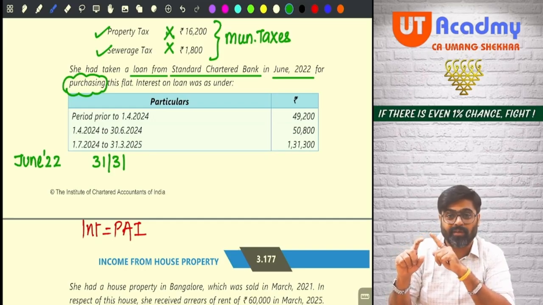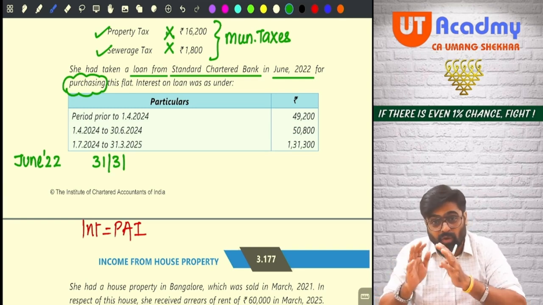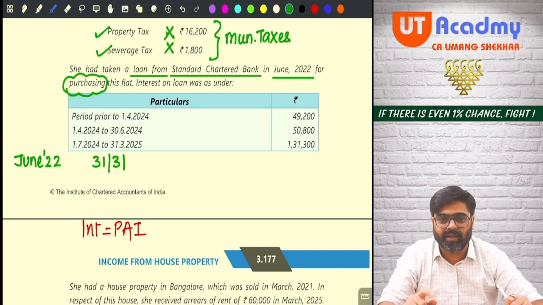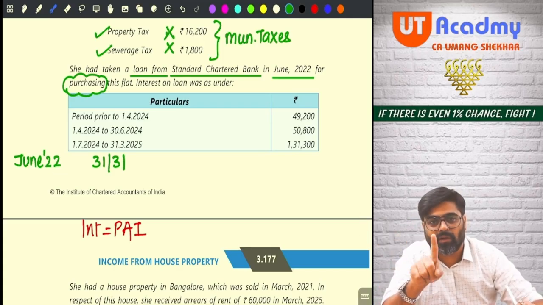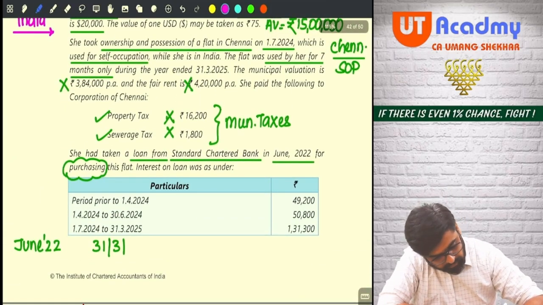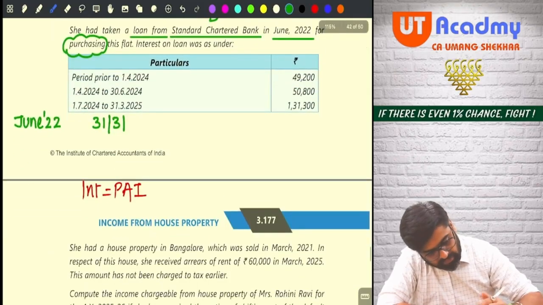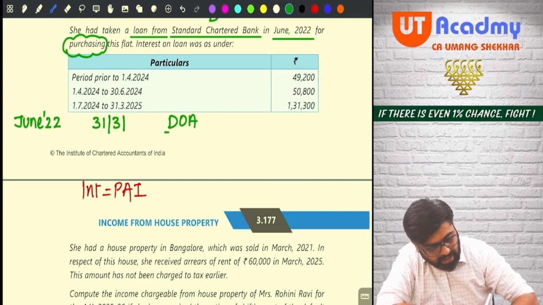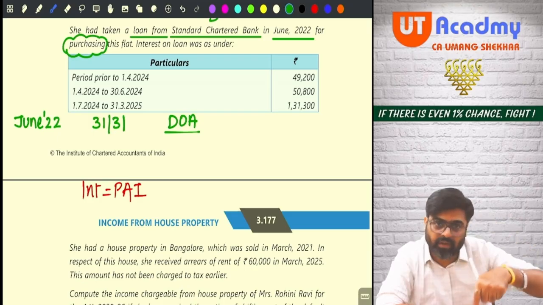Do you remember I told you? Sometimes you call it pre-construction interest, sometimes you call it pre-acquisition. So any interest which relates to the pre-construction period or pre-acquisition period is pre-construction interest or pre-acquisition interest. Yes or no? Now tell me, this property was acquired on 1st of July 2024. Can you see this date? So can I say this is the date of acquisition? Date of acquisition is as good as date of completion of construction. Yes or no?